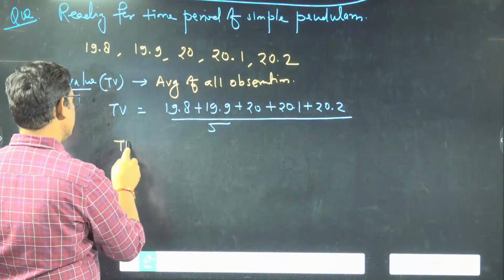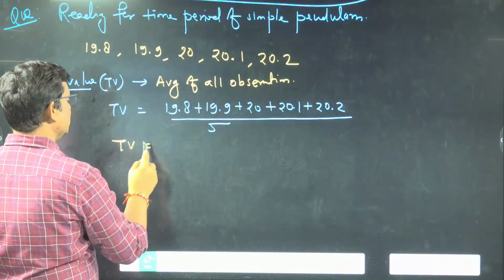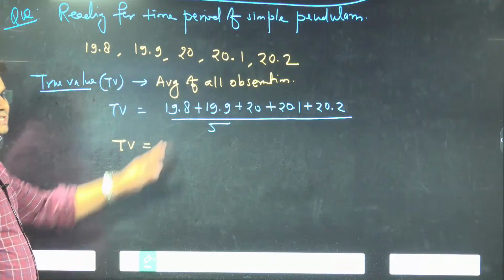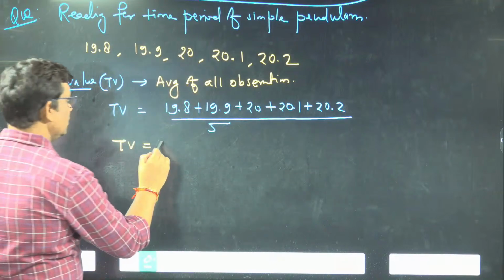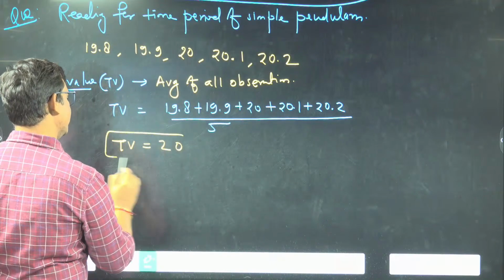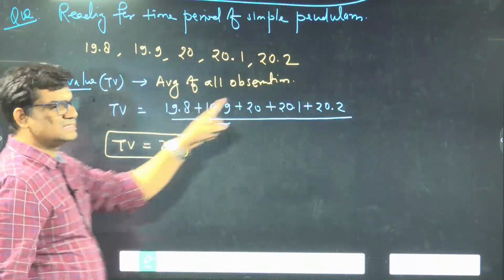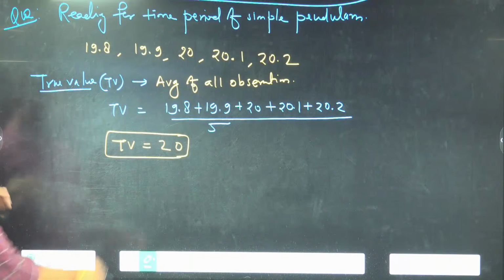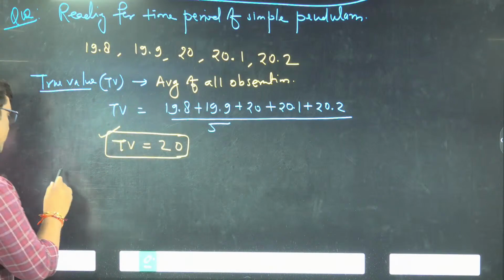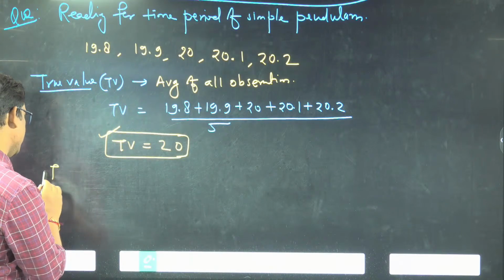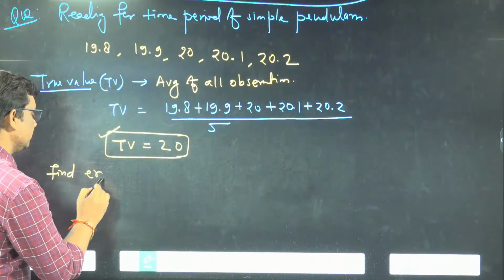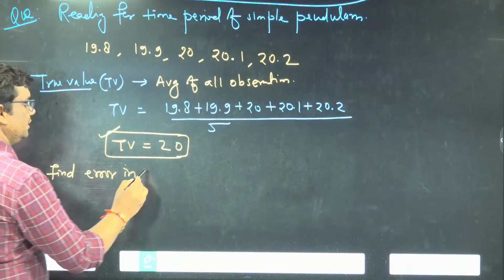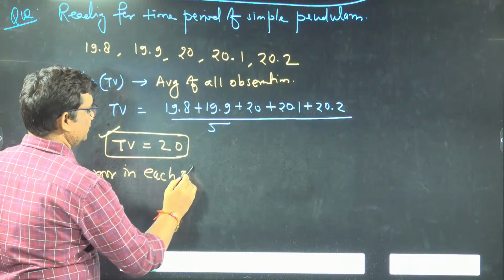So what will be the true value? Can you tell? This calculation is very simple. The true value will come to 20. After this, what we will do? The true value is 20. Then the second step is to find the error in each observation.